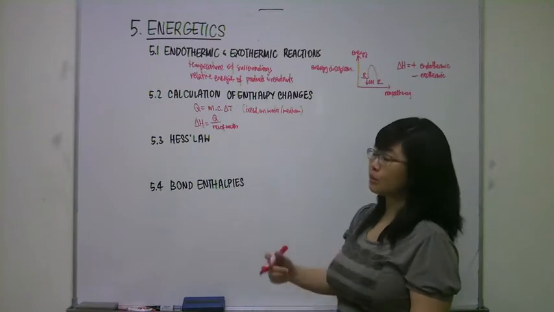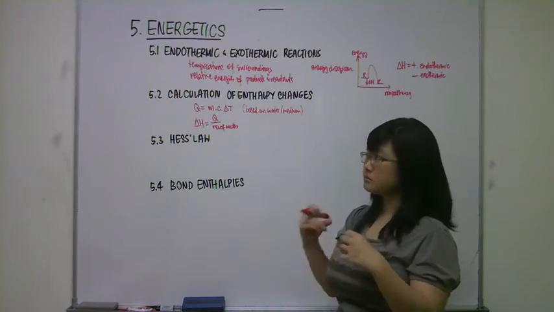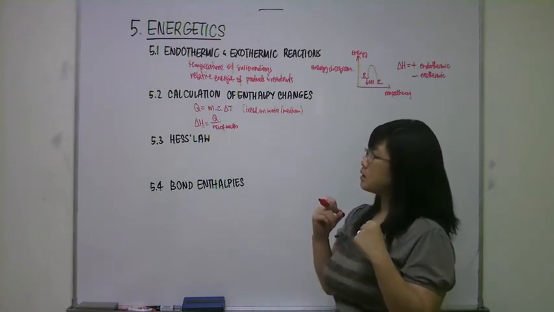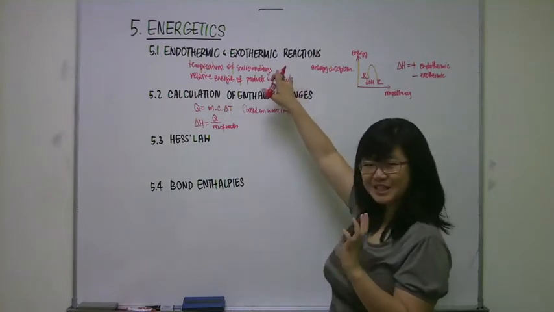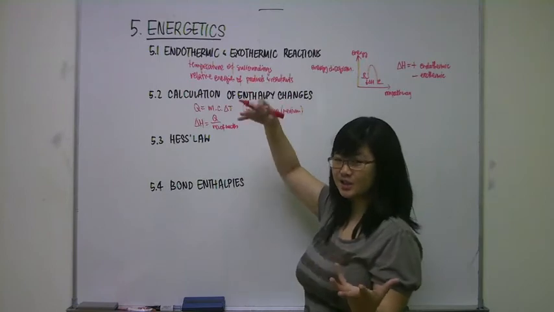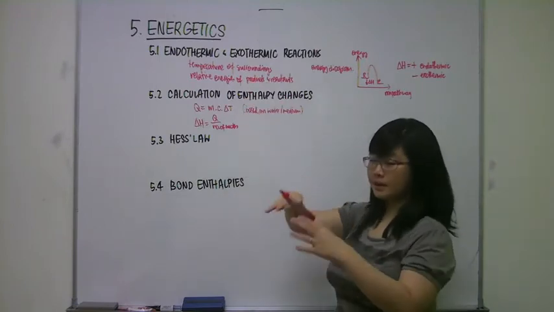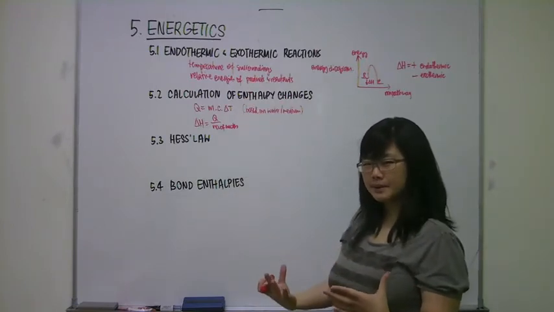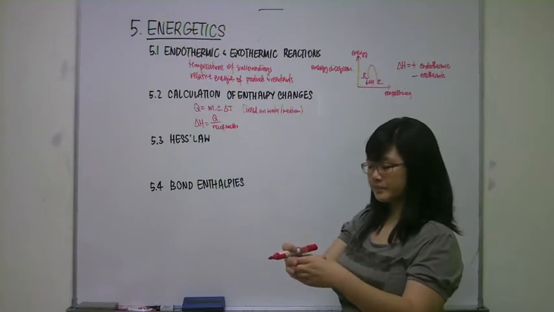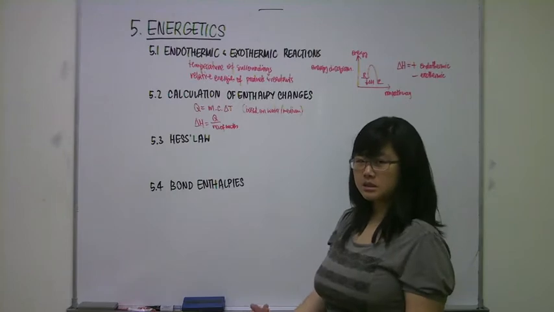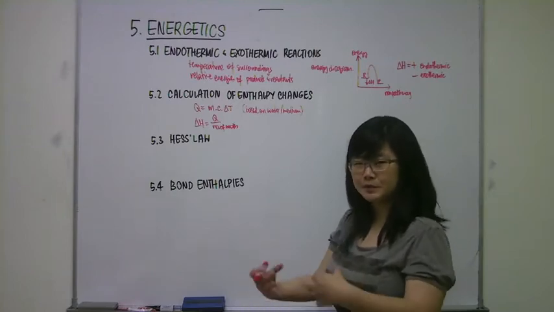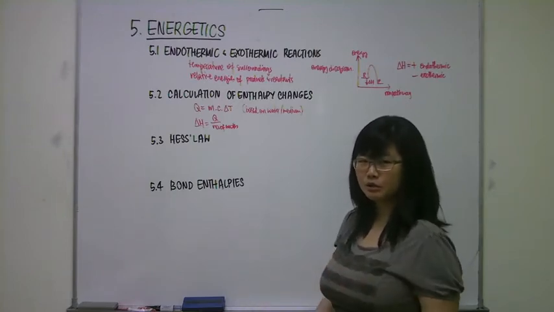For example, in endothermic reaction, I made a mistake. Just now I mentioned it becomes hotter if it's endothermic, it's actually cooler. So, for example, in endothermic reaction, when the reaction happens, the surrounding or the beaker will become cooler because the energy from the water has been absorbed by the reaction. That's why it's an endothermic reaction.